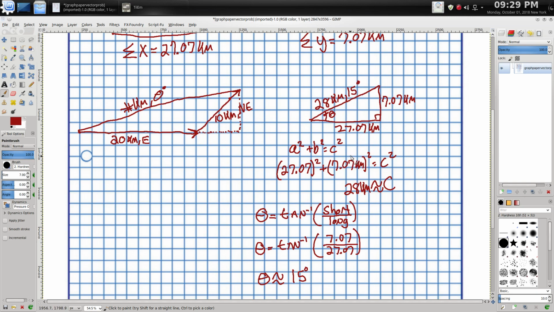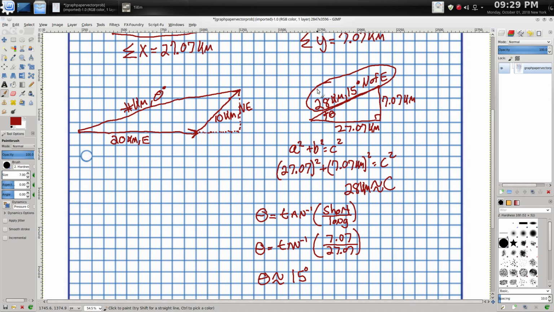Now, when you get ready to say a direction, like 28 kilometers, 15 degrees, it's always going to be announced short of long. So it's going to be north of east, because the short is the north. The long is the east. So that's going to be our final answer, which is 28 kilometers and 15 degrees north of east. Of course, I rounded this to 2 sig figs on each of those.